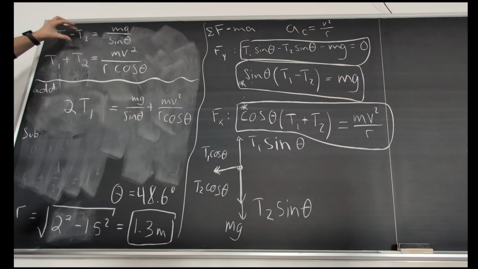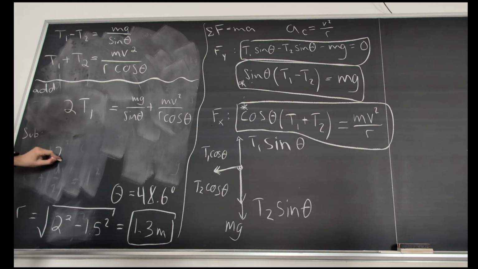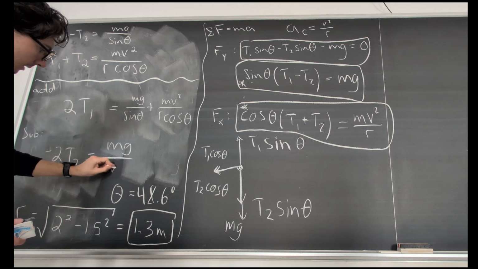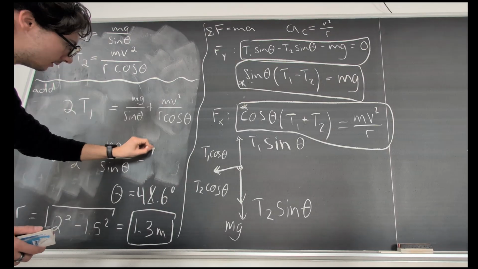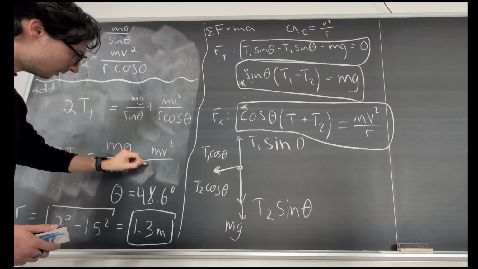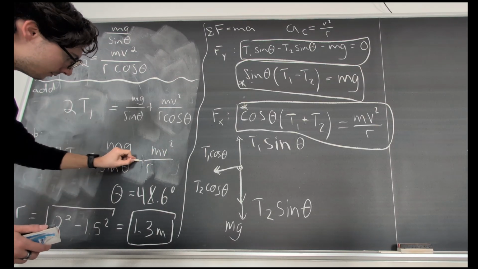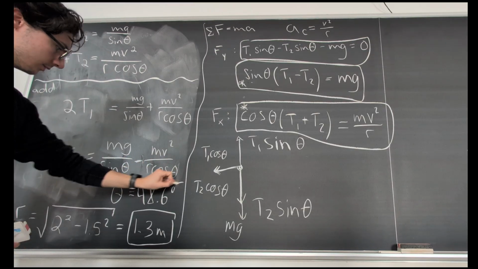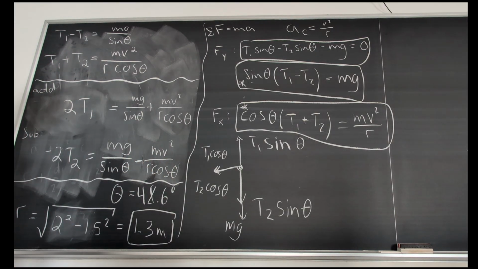If you subtract the equations, so I take this equation minus this equation, I cancel these guys out, and I get minus 2T2 on this side. And then the same thing happens on this side. All that changes is a minus sign over r. Here's a minus sign, cosine theta. So this is just how I piece the equations together, or how the book does it.